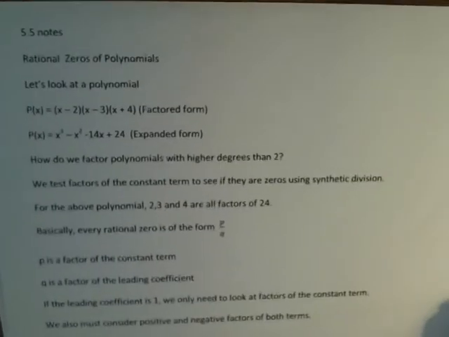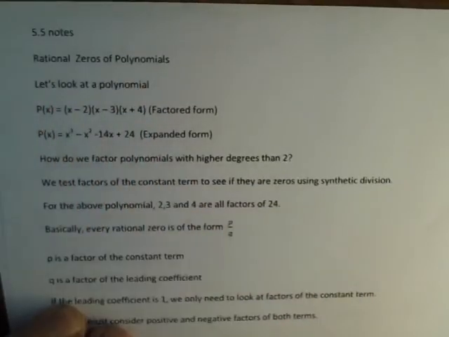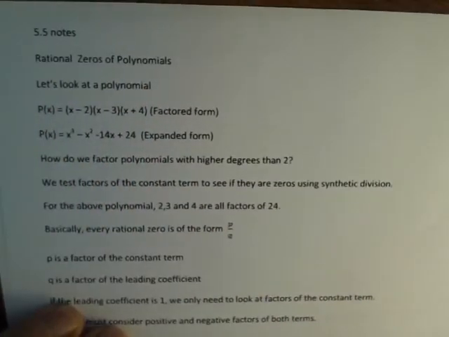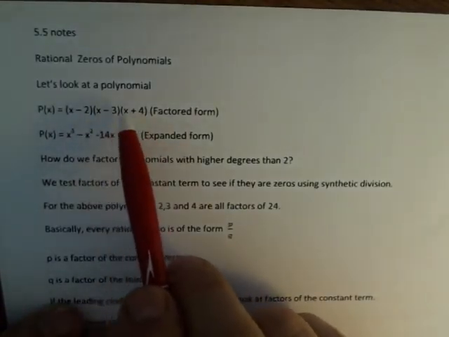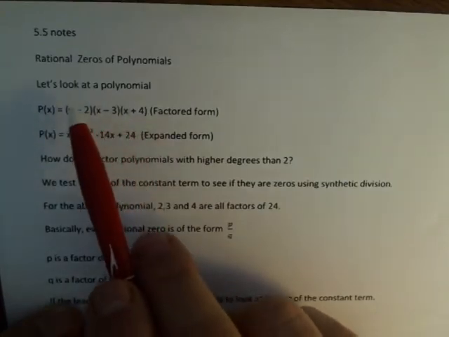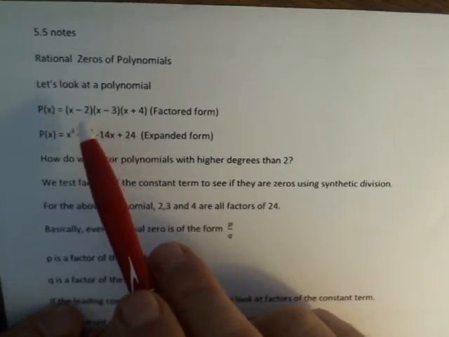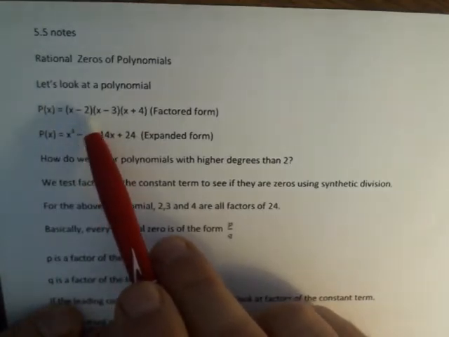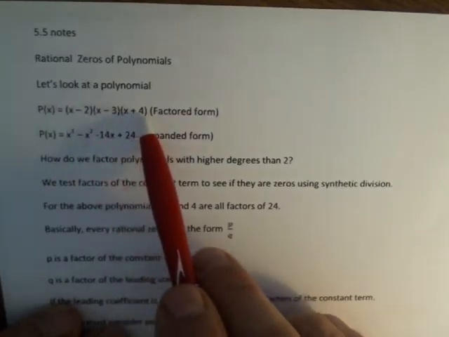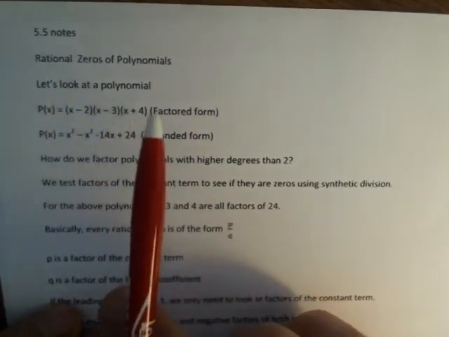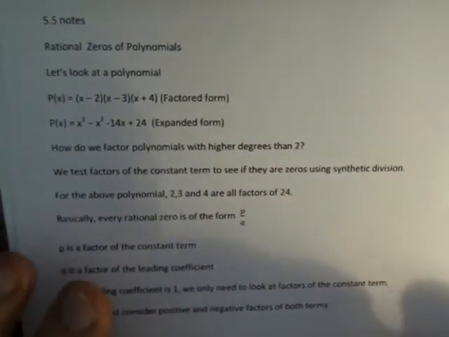Okay, so in 5.5, we're going to look at what are called the rational zeros of polynomials. And all that means is our zeros that are going to come from the polynomial in factored form will be rational numbers. Rational numbers are numbers that can be written as fractions. So they're pretty much the numbers we've been seeing every day, like +2, +3, -4 would be these zeros. They could be fractions because that's what a rational number is.